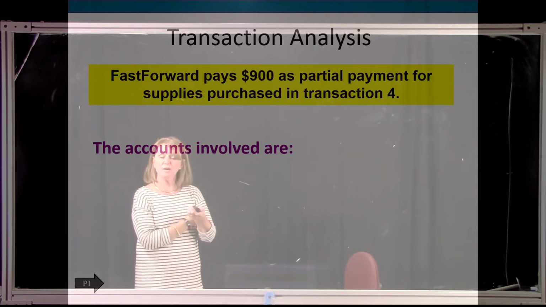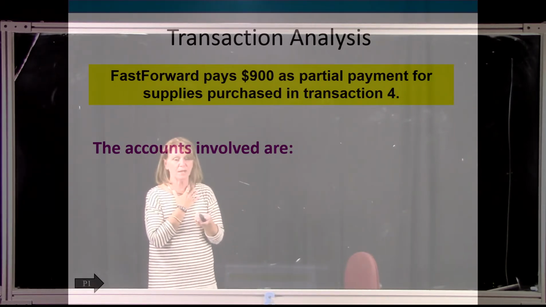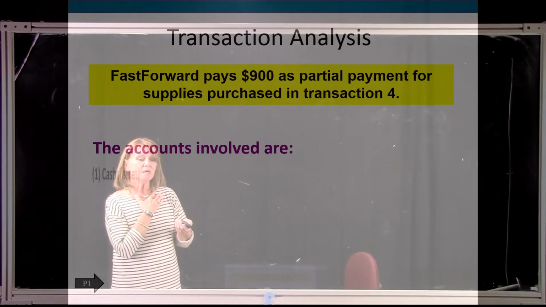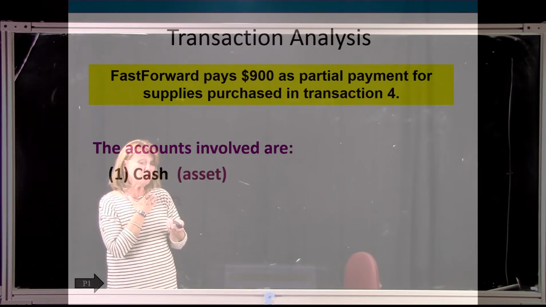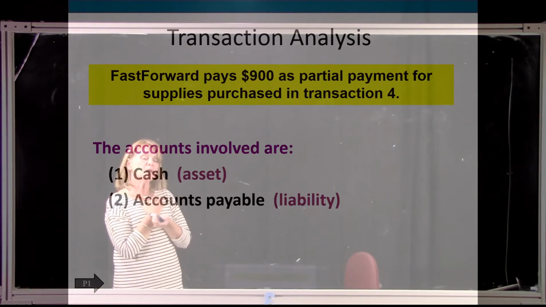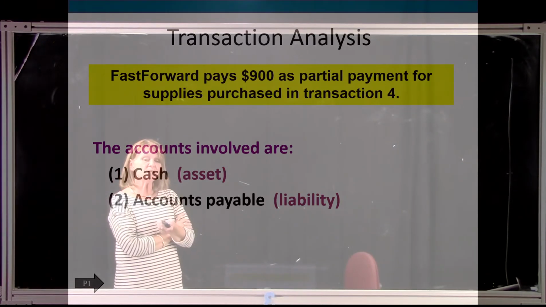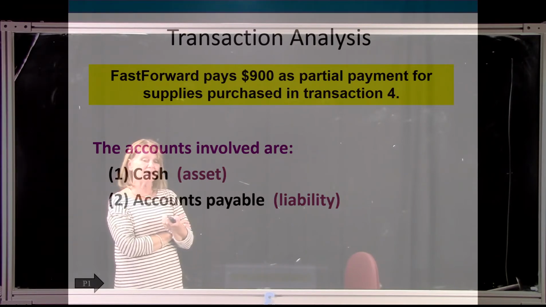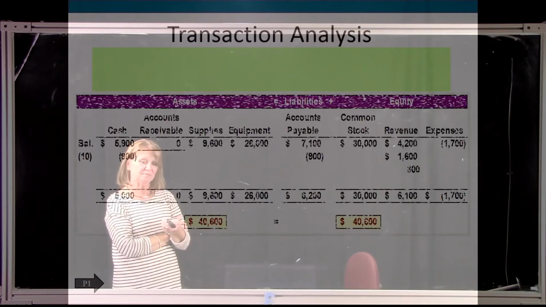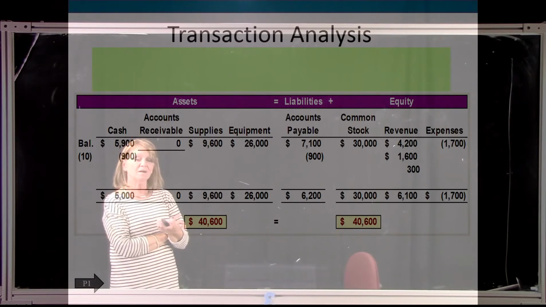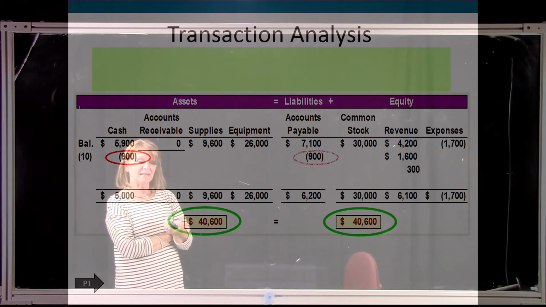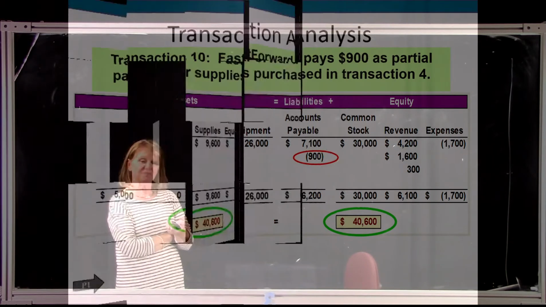So fast forward, our company pays $900 as partial payment for the supplies purchased in transaction 4. We owe an accounts payable. Accounts payable is a liability. It's money our company owes someone else or a lender. So we're going to reduce our asset of cash and reduce our liability of accounts payable. As you can see, our sides stay in balance.